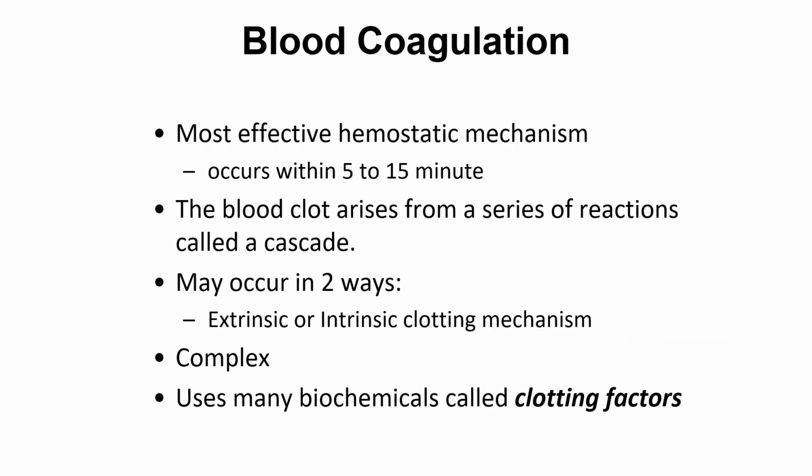Coagulation of blood is the most effective hemostatic mechanism, and it can occur within 5 to 15 minutes. Now, a blood clot is going to be formed from a series of reactions in which one step activates another. And when we have reactions where one step activates another, we call it a cascade. Okay? It can be initiated by two different methods, whether it's extrinsic or intrinsic clotting. And it's a complex process in which many biochemicals are used to help. The biochemicals that we're going to be talking about are the clotting factors.